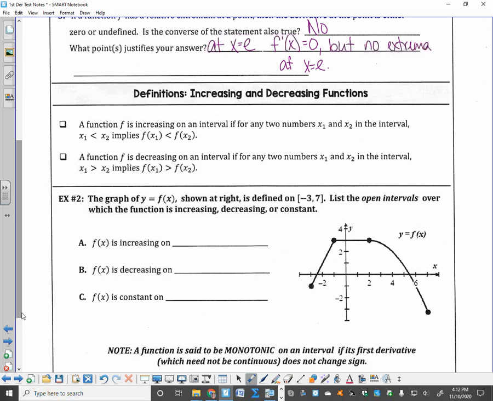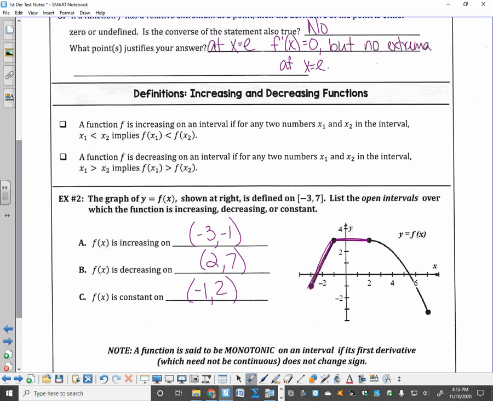The graph of y equals f of x is shown at the right, defined on the closed interval -3 to 7. List the open intervals on which the function is increasing, decreasing, or constant. I don't know if you remember this from pre-cal, but if it's increasing, decreasing, or constant, nobody gets to claim that endpoint or that transition point. So it all goes with parentheses. So we are increasing from -3 to -1, then we are constant from -1 to 2, and then we are decreasing from 2 to, what do we go, 7? There we go.